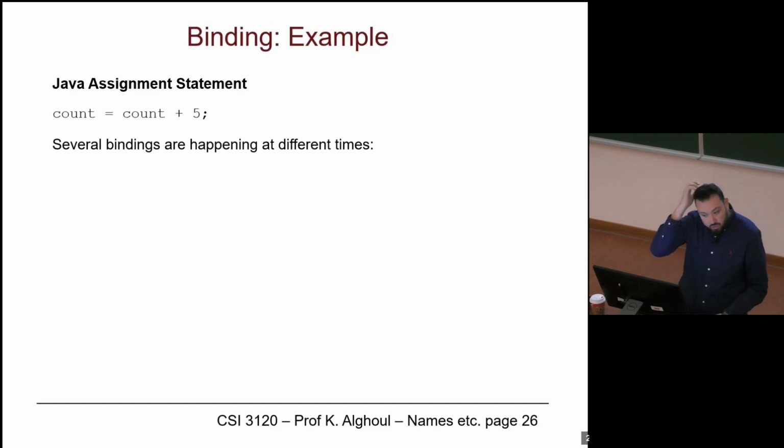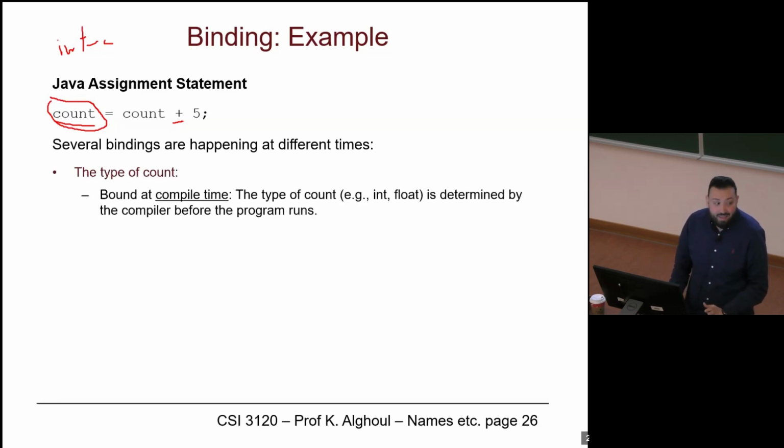Let's take this example, a Java assignment statement. Let's do it together. We have count = count + 5. So there are several bindings happening here. We're going to talk maybe about the value, about the operator, about different things. Let's start with the type of count. Of course, the type of count is declared somewhere, for example, int count. So when is the type of count bound to the variable? At which stage usually when it comes to Java? I'll help you with this: at the compile time. When you hit compile, that's when the binding is happening. In this case, for example, it's int or float.